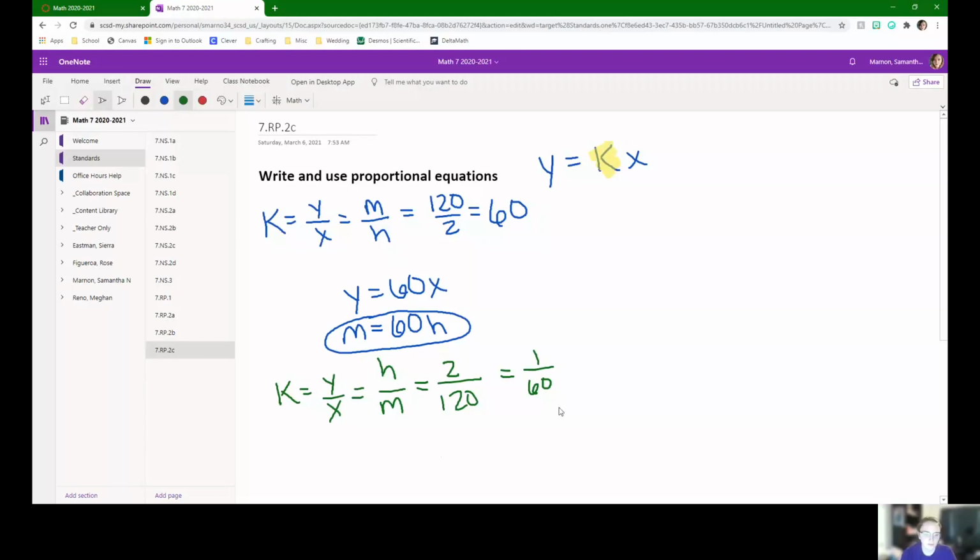So if we were going to write this equation, instead of y, it would be h equals 1/60th m. So we would have to do 1/60th times the number of miles to figure out how many hours. This one, we can take 60, multiply it by any number of hours they tell us to figure out how many miles they give us. So there's always 2 types of equations we can write. It's going to be making sure we're doing our unit rate in the correct way we want it, and we get the equation set up in the way we want it. And that's it for the standard 7.RP.2c.